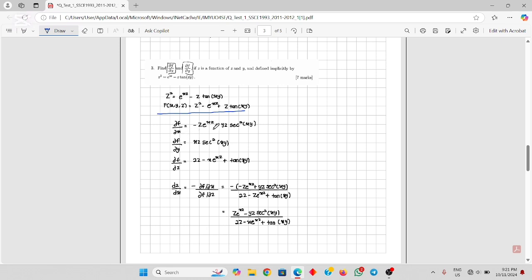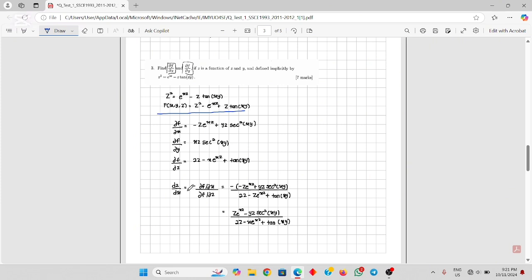Then we find del f over del x, just differentiating with respect to x. We'll get negative z e^(xz) plus yz sec square xy. And then we find the value of del f over del y. We'll get xz sec square xy. And then we also find the value of del f over del z, which is 2z minus x e^(xz) plus tan xy.